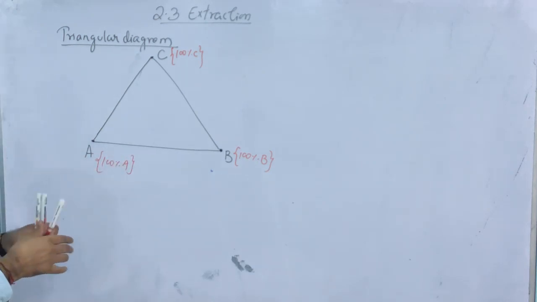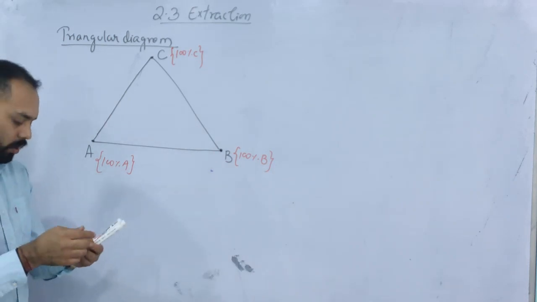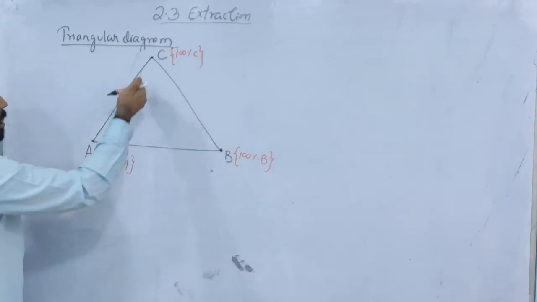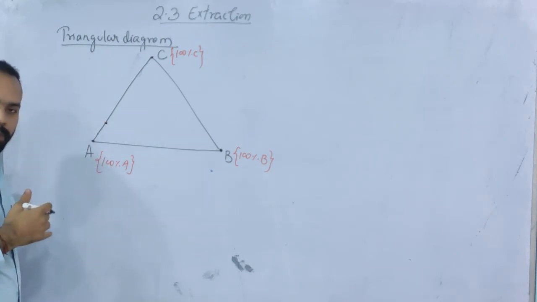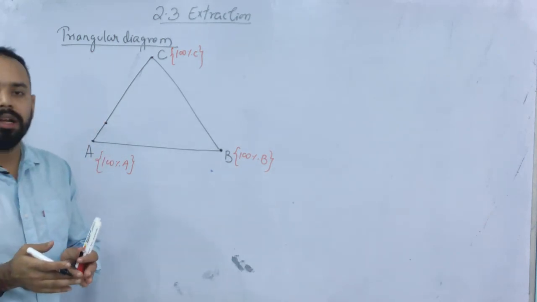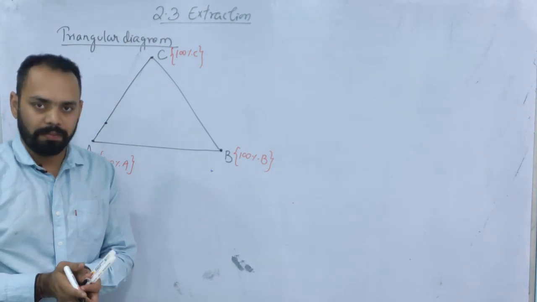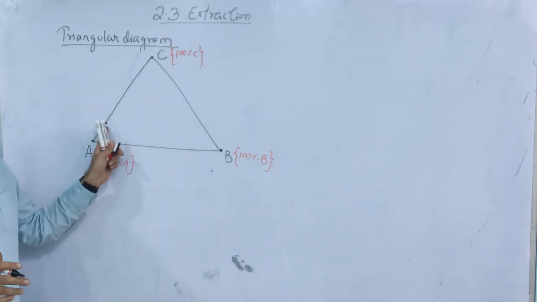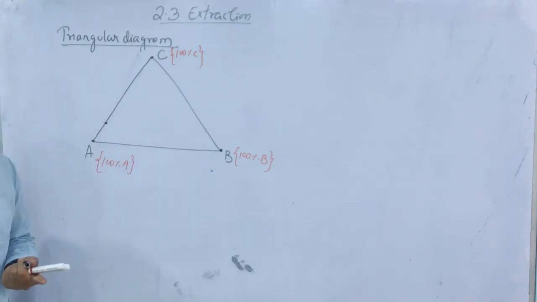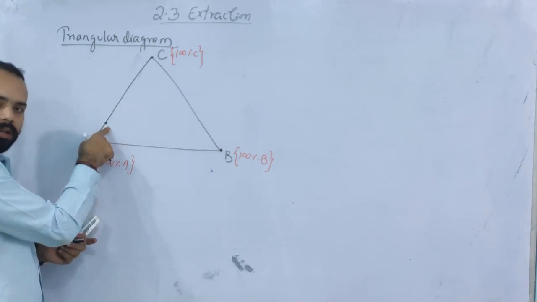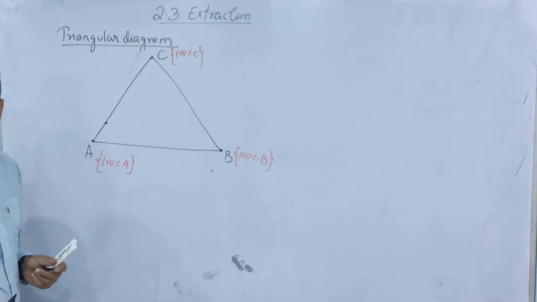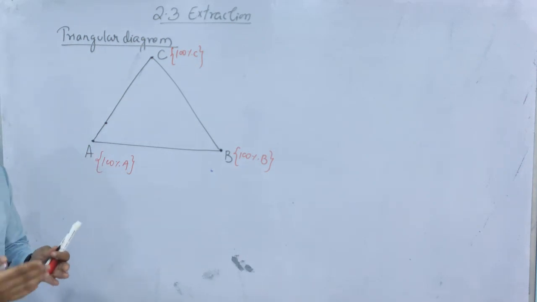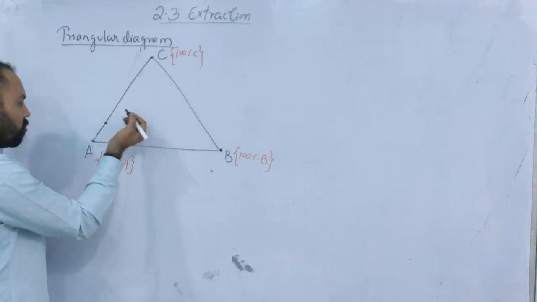Now if you take any side, suppose you take the side AC and you consider a point here. A point on the side of the triangle represents a binary mixture, meaning on the side of the triangle there are two components. But which two components? Because this point is present on the side AC, it represents a binary mixture of A and C. Composition you can also find.